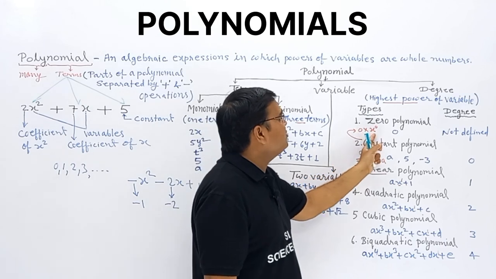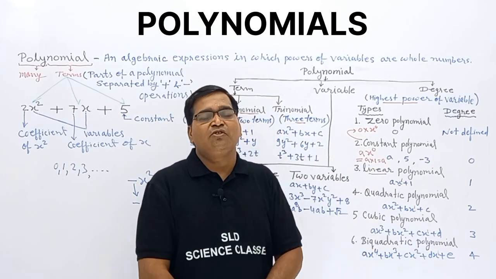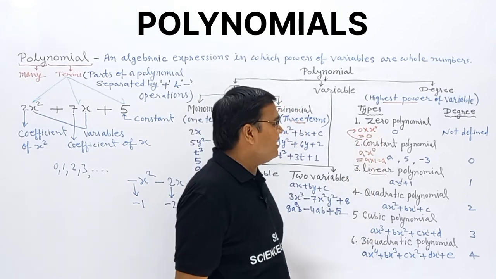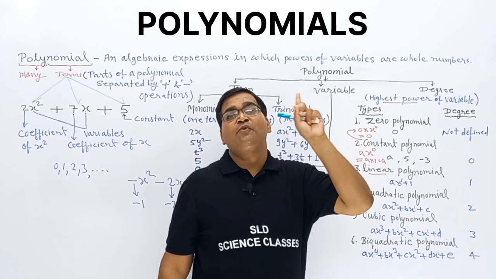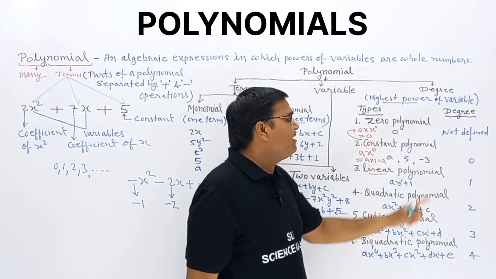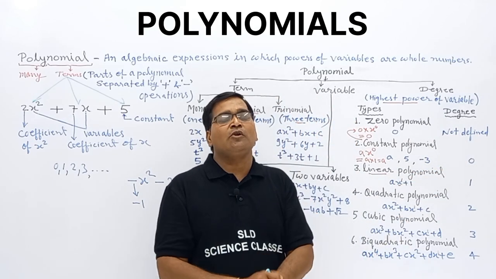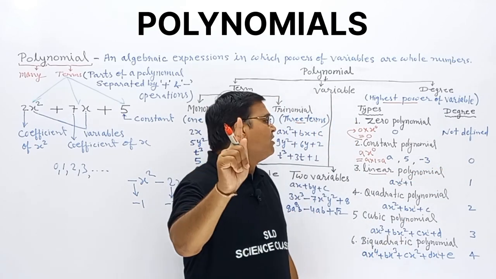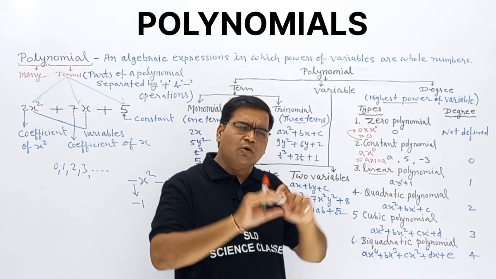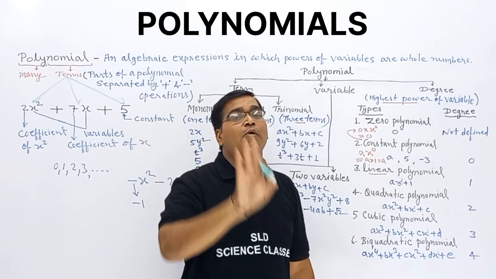If we multiply this by x to the power, any number multiplied by 0, the result will be what? 0. So we can say in the constant polynomials, if we have 0, then that is called the zero polynomial, and its degree is what? Not defined. All constant polynomials have degree 0 except 0.